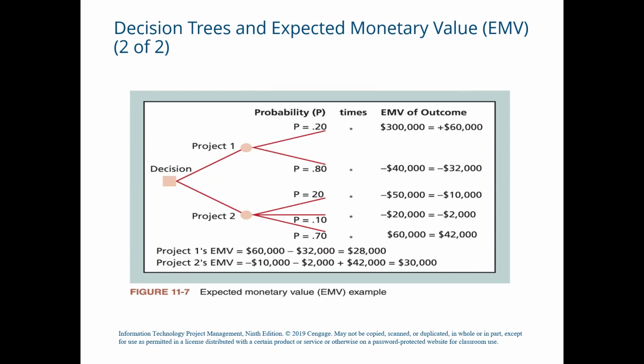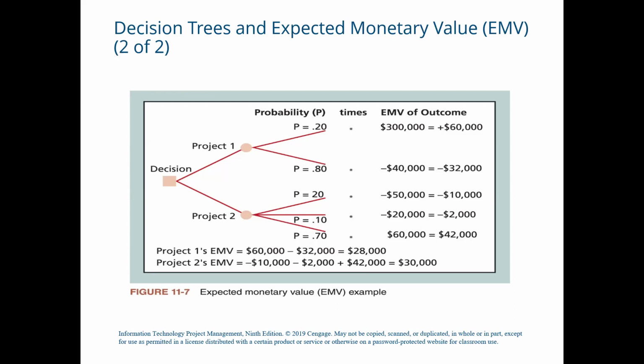Similarly, for project 1, there is an 80% probability that the firm will not win the contract, and the outcome is estimated to be minus $40,000, which means that the firm will have invested $40,000 into project 1 with no reimbursement if it does not win the contract.